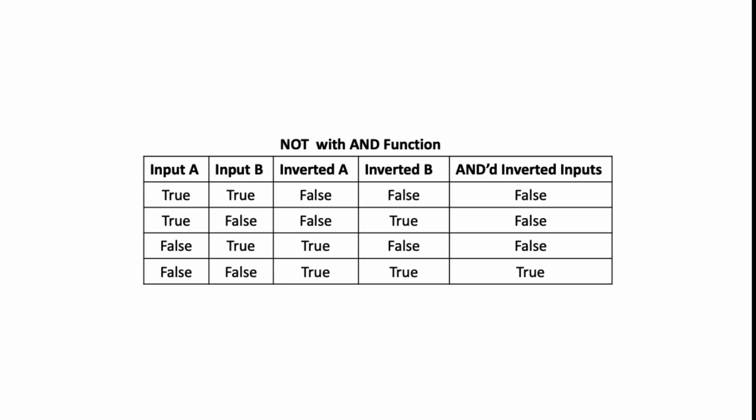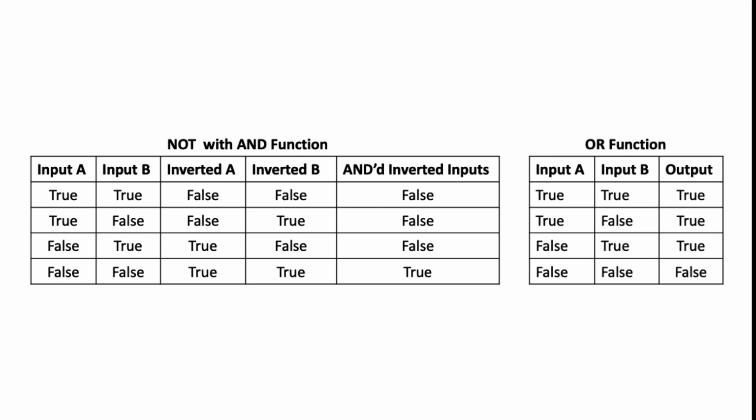However, the outputs from these three gates in this configuration would be just the opposite of what we want. That is, when both inputs are false, the output would be true, and every other output would be false. When our output is exactly opposite of what we want, it's easy to fix.